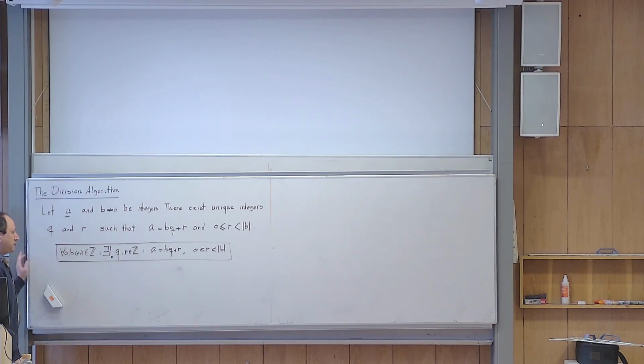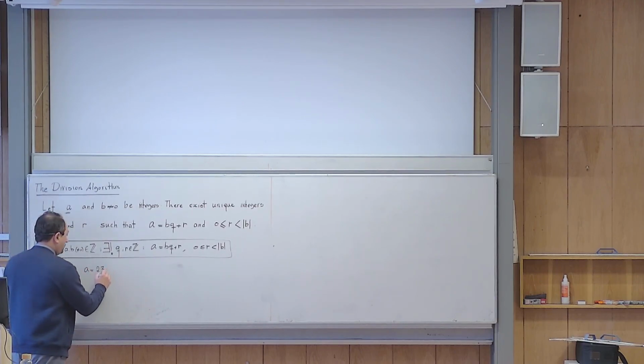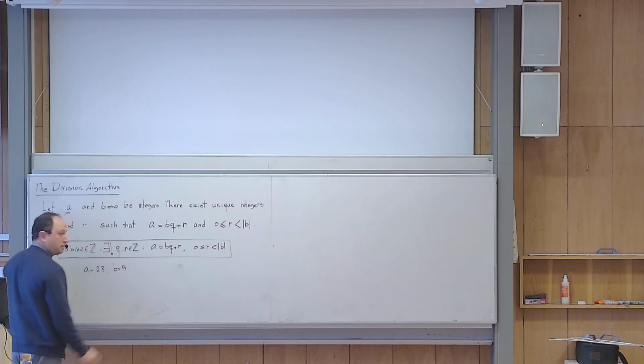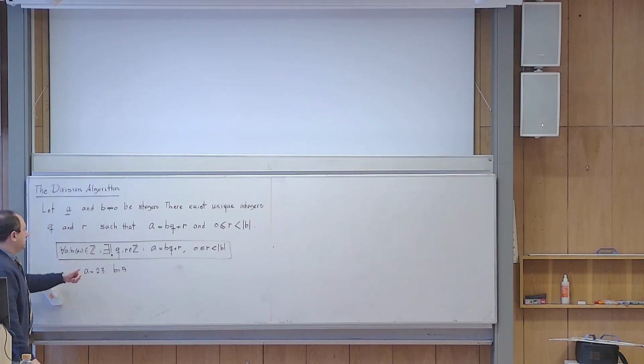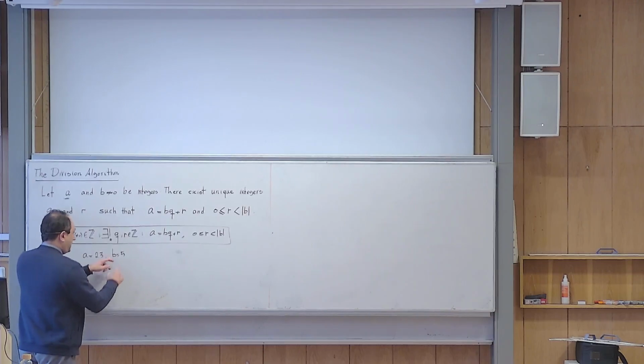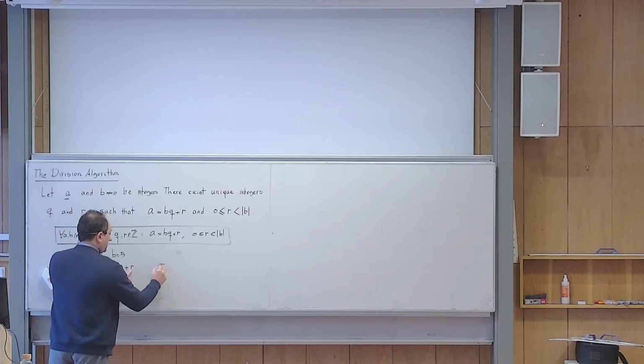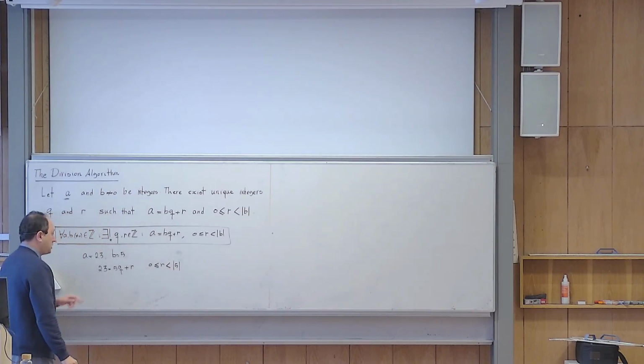So let me just describe. This seems very hard, but it's a very, very simple thing. Let me choose A to be, I don't know, 23, and B to be 5, okay? So essentially what this is telling you is that as soon as you choose two integers so that the second one is not 0, you can always write the first one as a multiple of the second one plus another number R, so that this R is greater than or equal to 0 and less than the absolute value of your number B, okay?